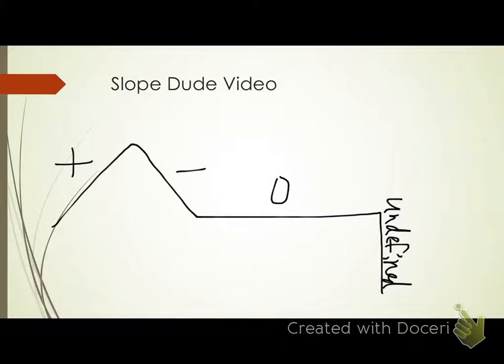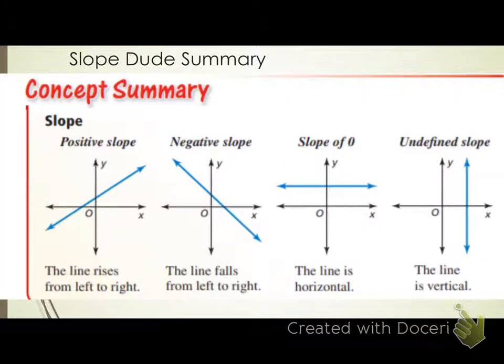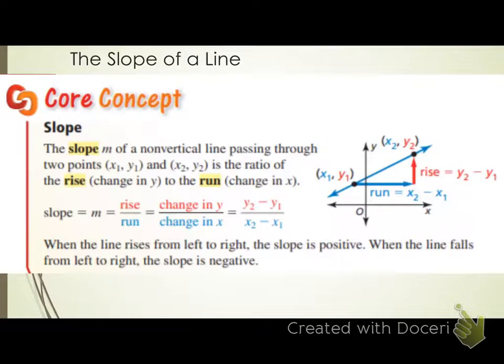All right. Just another brief overview of slope dude. If the line rises from left to right, it's a positive slope. If the line falls from left to right, it's a negative slope. If the line is horizontal, slope of 0. Line is vertical, undefined slope. Okay? That's just slope dude. It's essentially slope dude, okay?